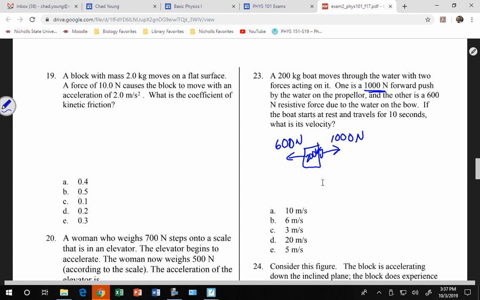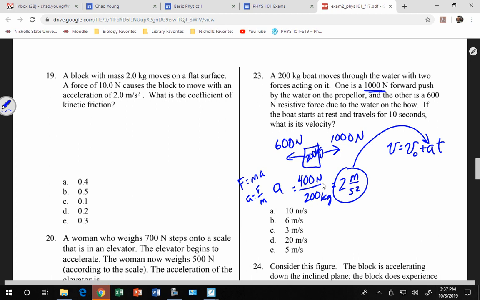So I'm looking to find the velocity, which I know is by my kinematics equation, V equals V naught plus AT. But first I have to find the acceleration. So my net force is 400 newtons. My mass is 200 kilograms. A is equal to F over m. So that's 2 meters per second squared, right? That just comes from F equals ma. A equals F over m. And then I can take this and put it in here, and I get V. It starts at rest, so that's 0, plus 2 times 10, so that's equal to 20.